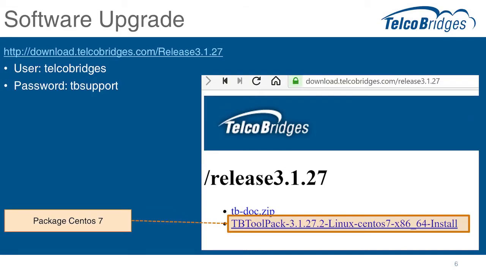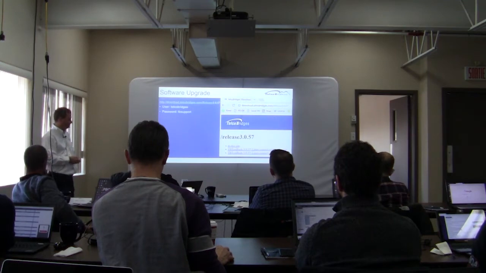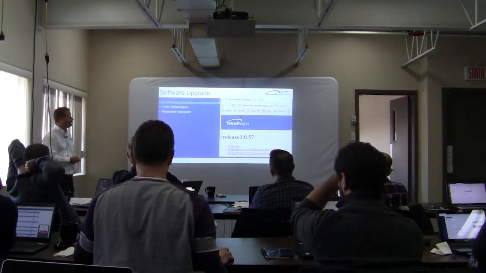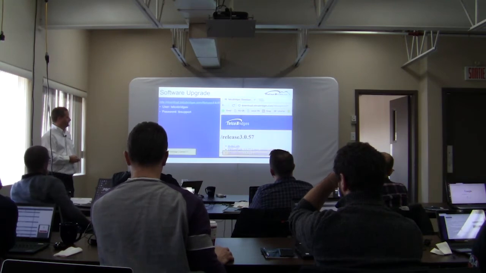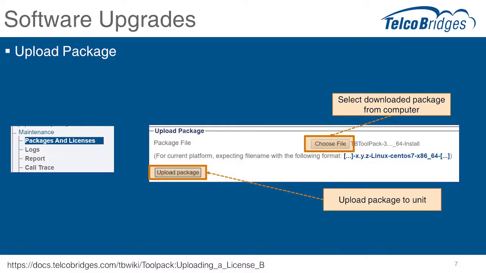With 3.0.57, the link is like this, and we still use CentOS 5 mostly for our media gateways. Some of them still use CentOS 5, but for the SBC, it's going to be CentOS 7. So you just go here and download it. I think the package is about 300 megabytes now or something like that. It's still pretty big, but manageable. Use the CentOS 7 package.